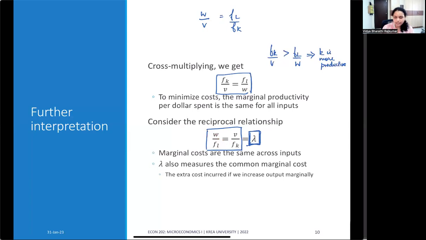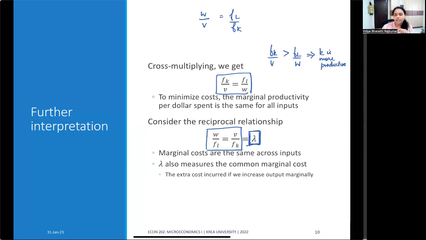Now, this ratio tells us by how much our costs, if we were to increase our output marginally, how would our marginal costs go up? Well, in equilibrium, this ratio has to be equal across all the inputs. That's what our condition tells us. And this ratio will also be equal to the value of the Lagrange multiplier.